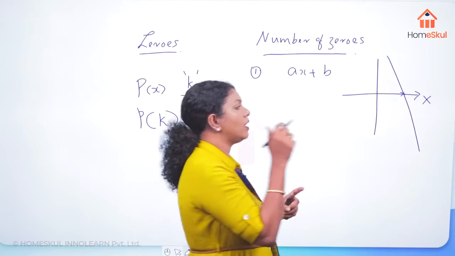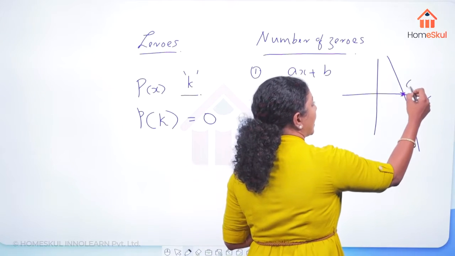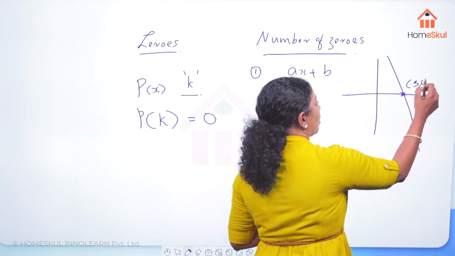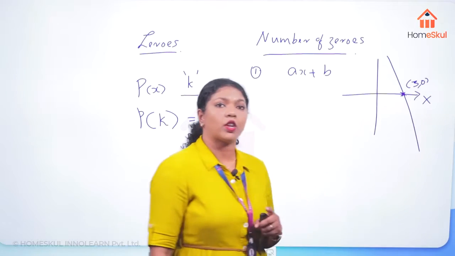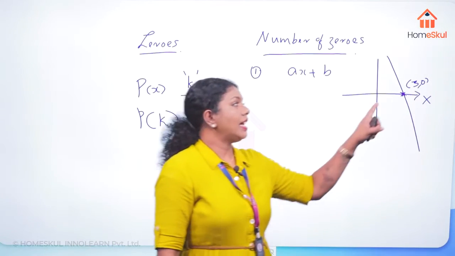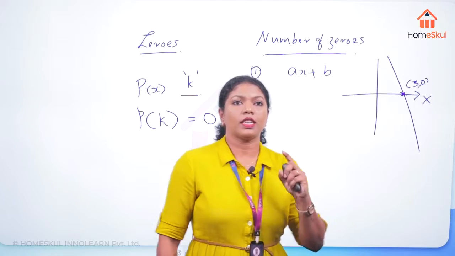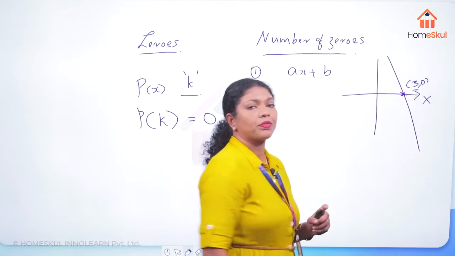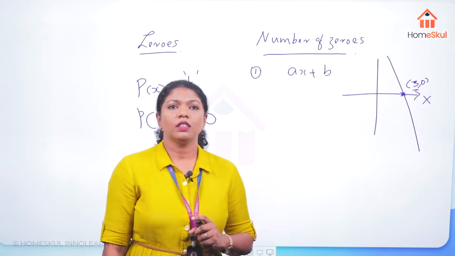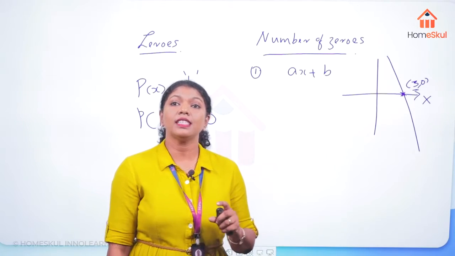That point where this line is crossing the x-axis, for example, it is (3, 0). So only the x-coordinate will be there, and the y-coordinate will be 0. That ordered pair will be the root, that is, x is equal to 3 is the root. You know the root? That is zeros. We call it zeros.